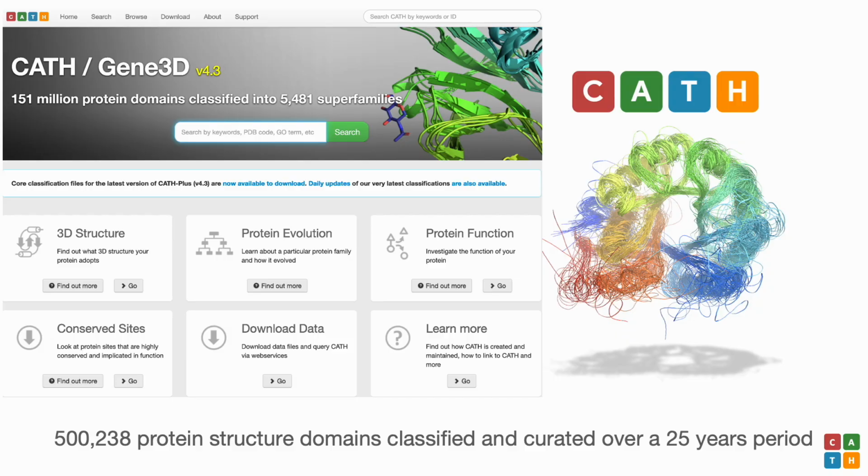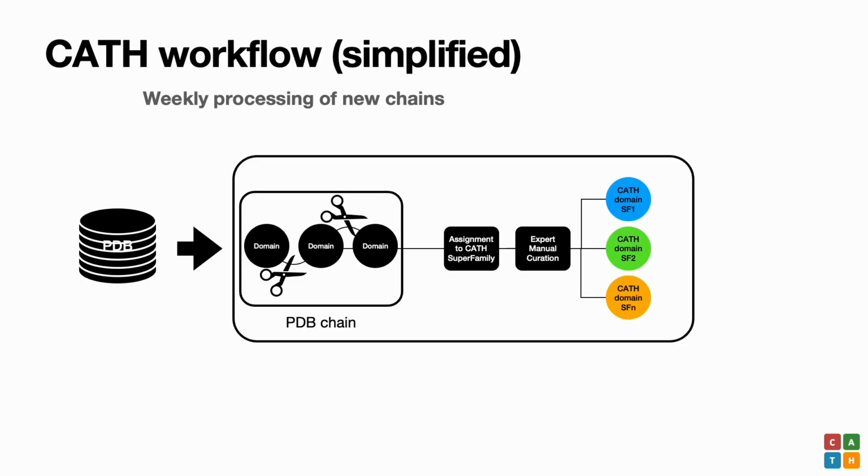CATH is a resource that started in the early 90s, and over a period of over 25 years, we classified protein structure domains from the Protein Data Bank, and we curated their assignments into homologous superfamilies, as in every single member in the superfamily has a common evolutionary ancestor. So this is an overview of how we do it every week.